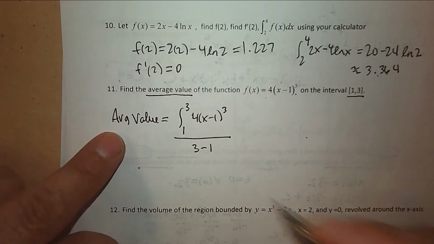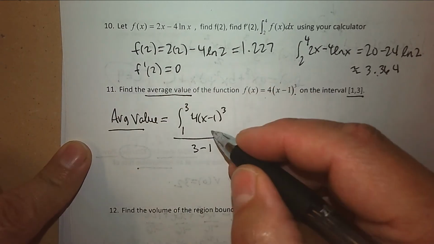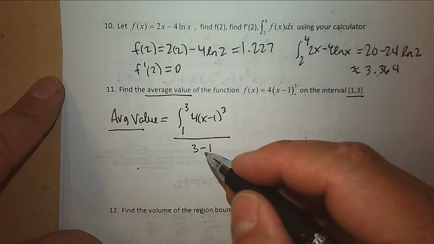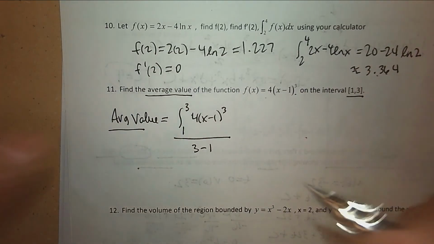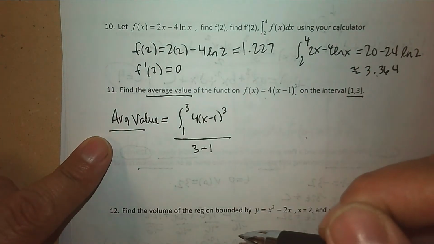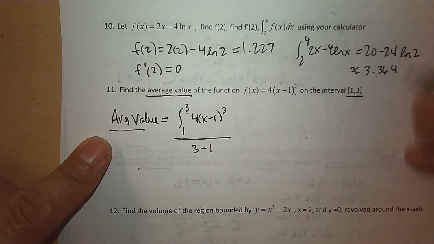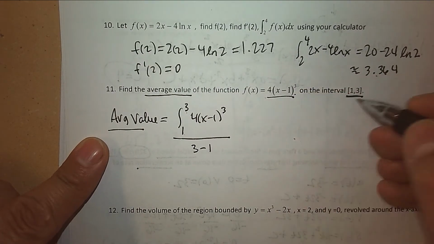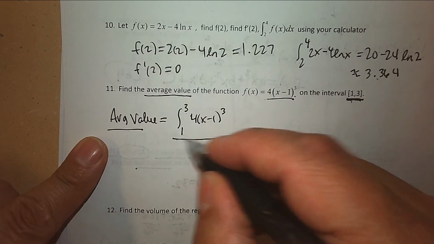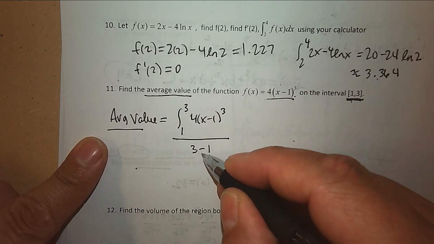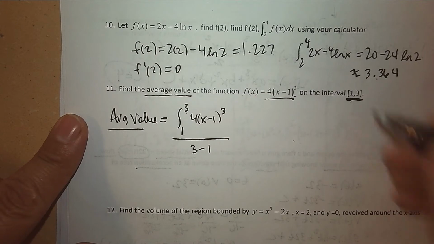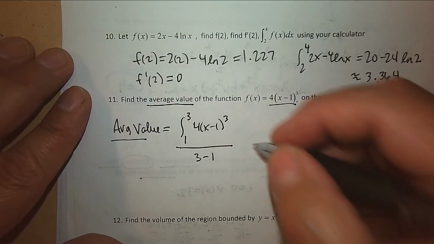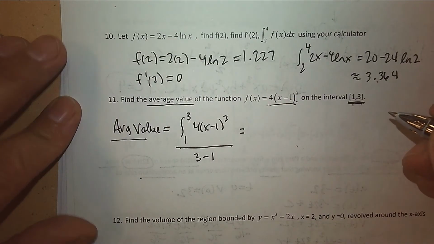So again, average value means you're going to integrate. You're going to find the area and then divide to find the average value. So we're integrating. Where do I find the bounds? From the interval. And I'm just integrating the equation given using that interval, and then I'm dividing it by the difference of the bounds. So in this case, 3 take away 1. That's it. So let's do this work quickly together.